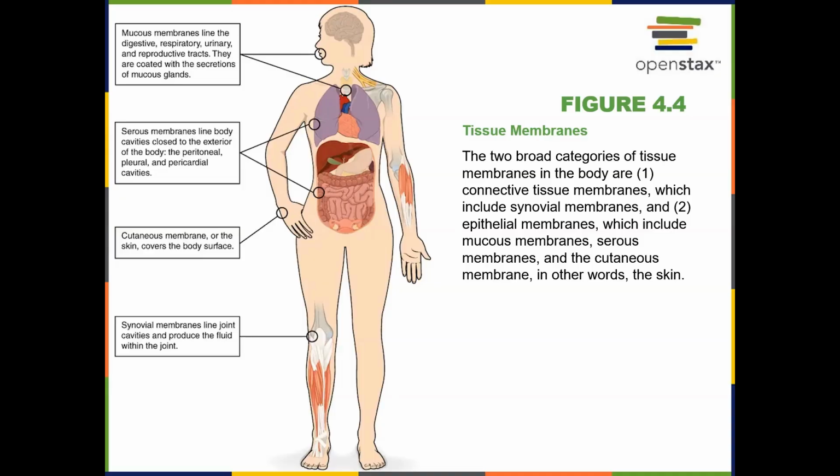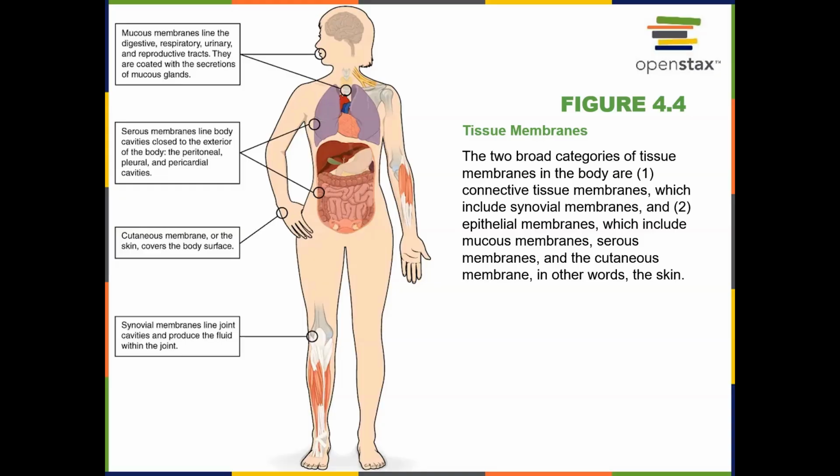Serous membranes line our ventral body cavities. There are the peritoneal membrane lining the abdominal cavity, the pleural membrane lining the lungs, and the pericardial membrane lining the heart. Serous membranes have two layers, a parietal layer and a visceral layer. The parietal layer lines the cavity wall, and the visceral layer lines the organ. And there is a serous fluid secreted in between those two layers.